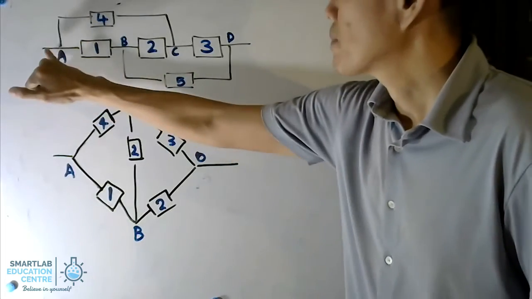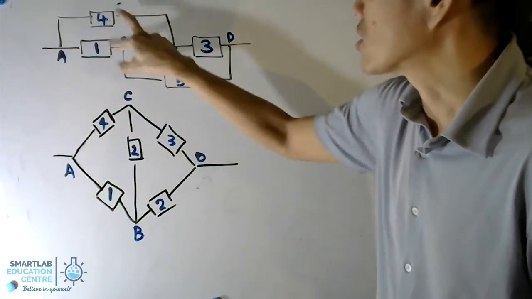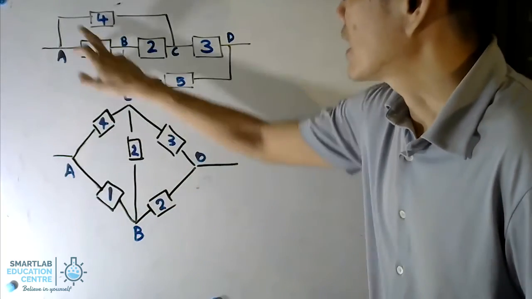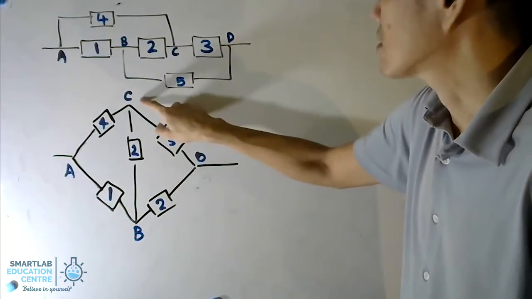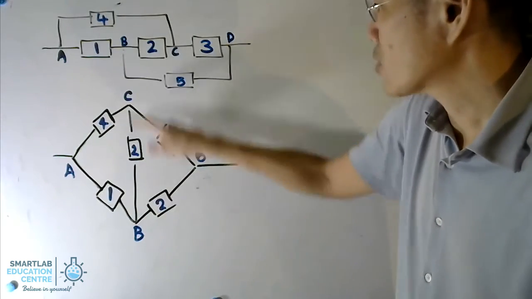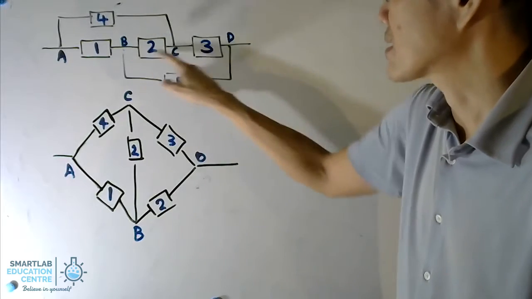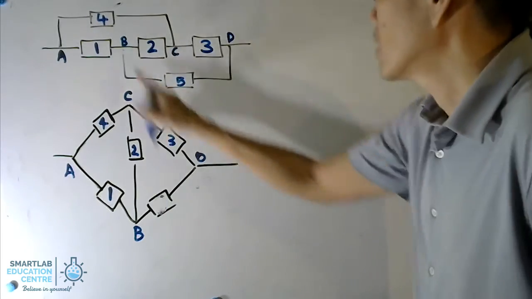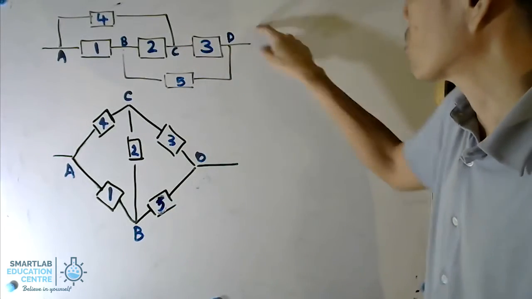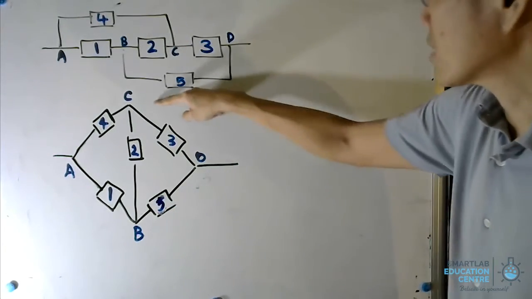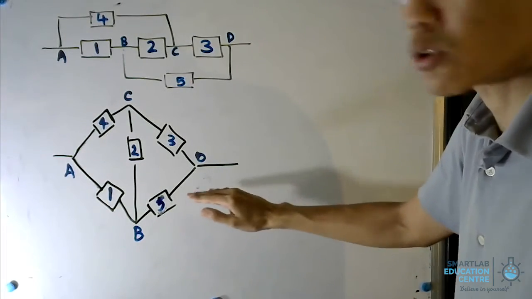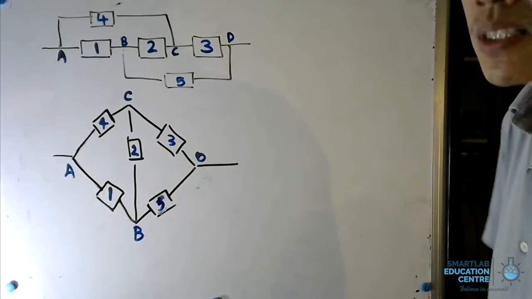In this case, point A actually branches into resistors 1 and 4. So I will do this drawing first. Point A will go to point C, and A will go to B, which is here. And B to C will then have resistor number 2 here, while B to D has resistor number 5 here, while C to D has resistor number 3. So from this circuit, we can draw a network like that, which makes it easier for us to interpret.